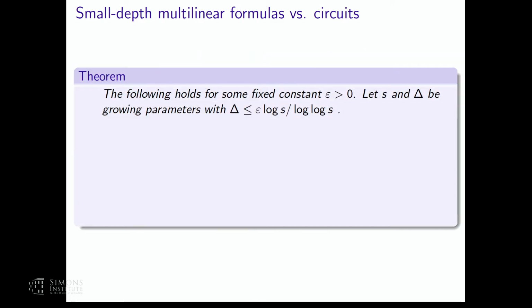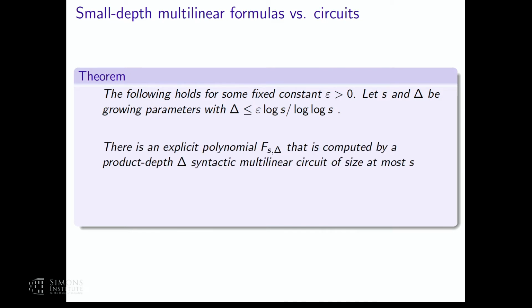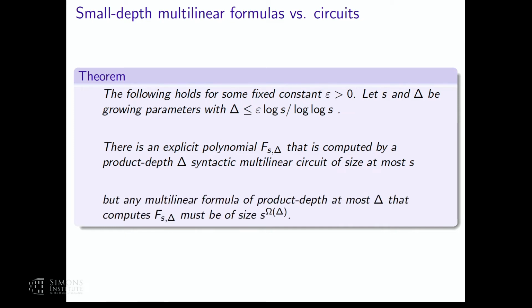So just to put down the formal statement, the following holds for some fixed constant epsilon. Let s and delta be growing parameters, with delta being like this. Exactly the parameter settings of Rossmann and Srinivasan and Rossmann. There is an explicit polynomial f_{s,delta} that is computed by product depth delta syntactic multilinear circuits of size at most s, but any multilinear formula of product depth at most delta that computes it must have size s to the omega delta. So exactly what we were asking has been answered for small delta as well.